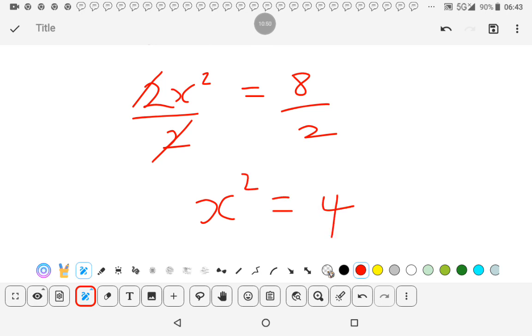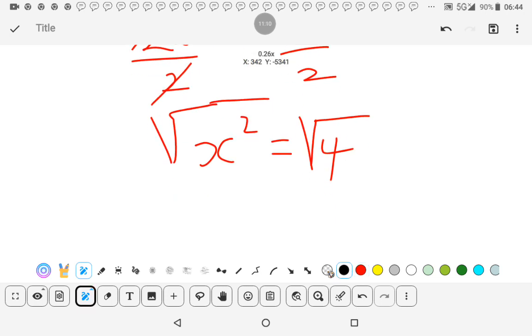Because you are calculating for x, not x squared, you have to take the square root of both sides so that the square can cancel the root and your x will be on its own. So this will be the square root of x squared equals the square root of 4. Your square will cancel the root, so your x will be alone, which is equal to the square root of 4, which is 2.